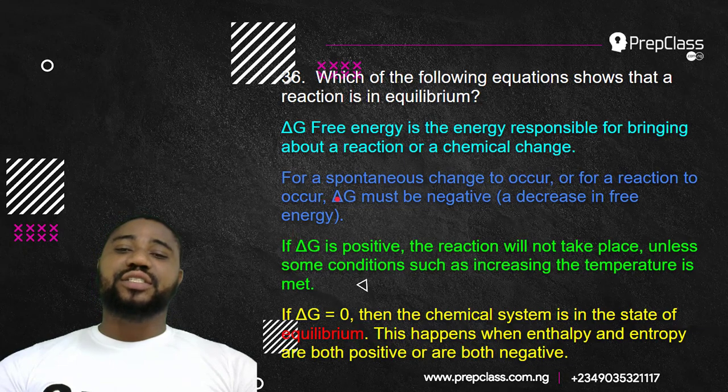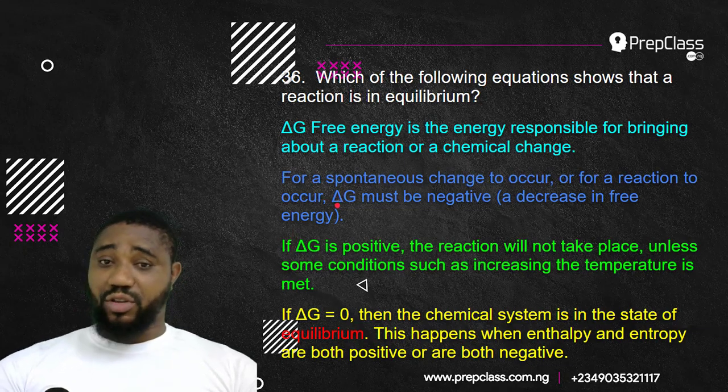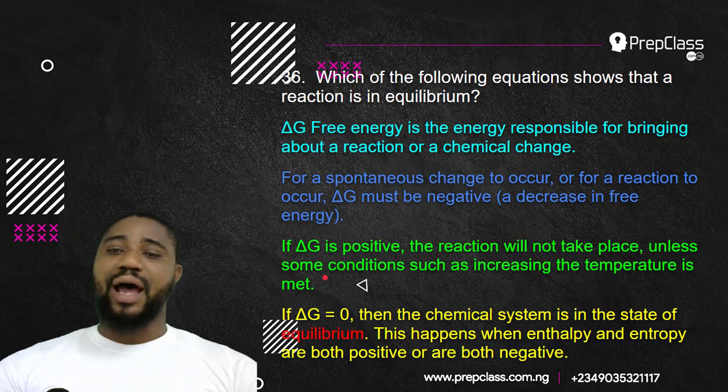So if delta G is negative, the reaction will take place. Talking about spontaneity, the reaction will take place. If delta G is positive, the reaction will not take place unless some conditions, maybe an increase in temperature or pressure, will now make the reaction take place. Are you following?